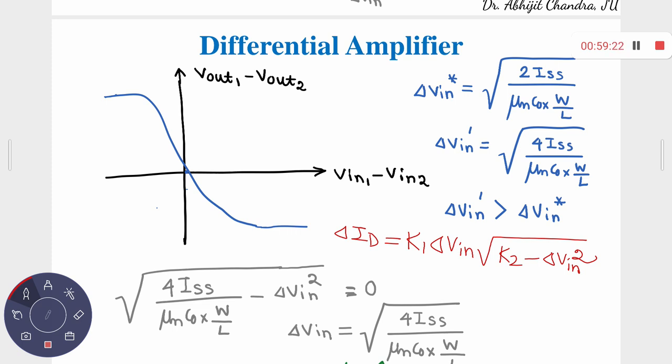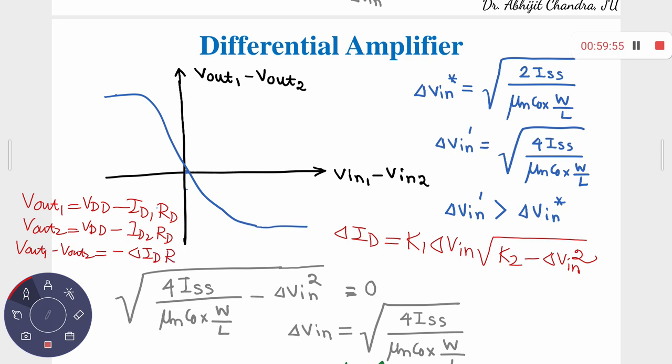And this Vout1 minus Vout2 is what? As you know, Vout1 is equal to Vdd minus Id1 times Rd, and Vout2 is equal to Vdd minus Id2 times Rd. So Vout1 minus Vout2 is equal to Id2 minus Id1 times Rd. That means I can write it as minus delta Id times Rd. So here, is it linear? Close to the origin, it is linear.